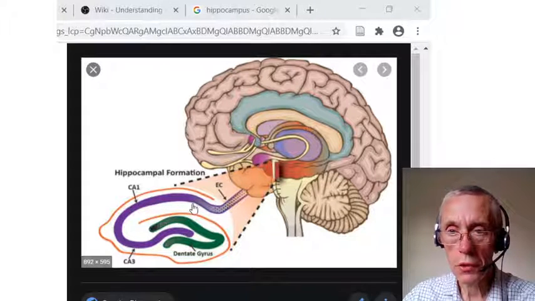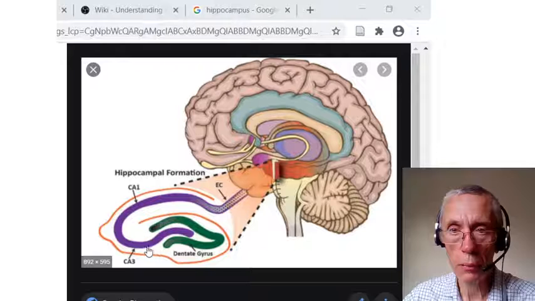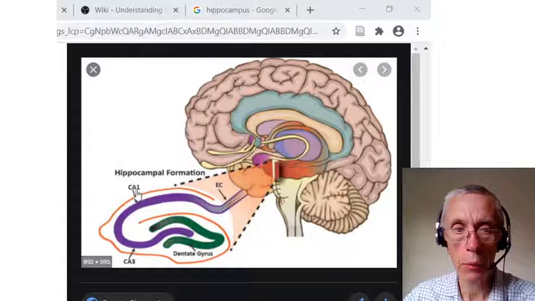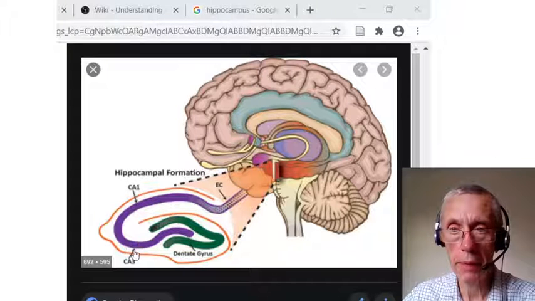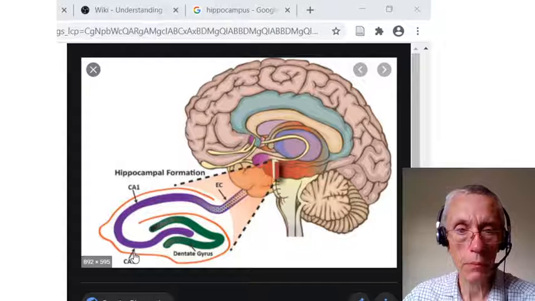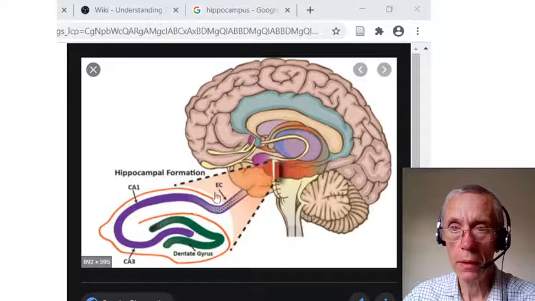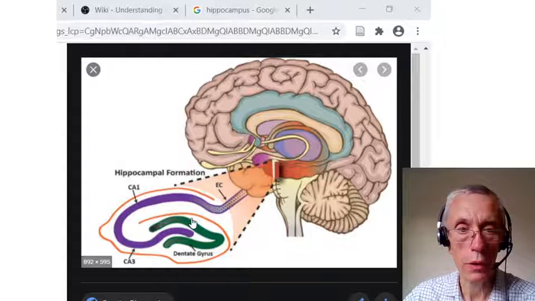Some structures to point out then. We've got the entorhinal cortex here. Remember these things, entorhinal cortex. And then the hippocampus proper is divided up into different regions. The most important ones for our purposes are CA1 and CA3. So those are the important things to be aware of then: entorhinal cortex, CA1, CA3, and dentate gyrus. Try to keep this structure in your mind.